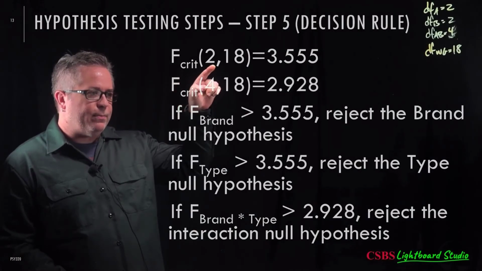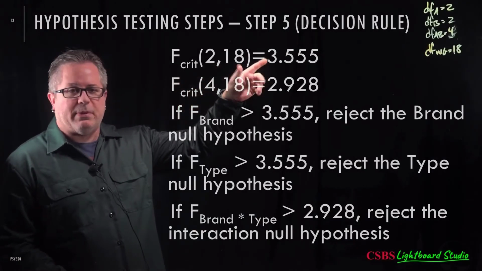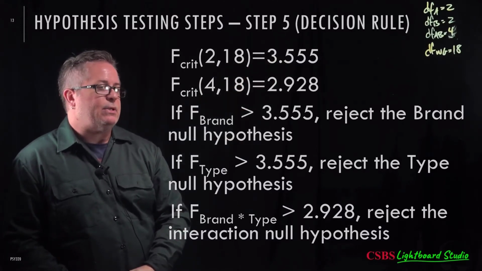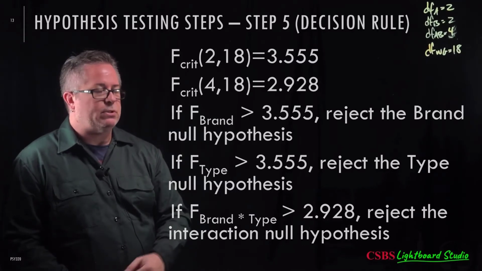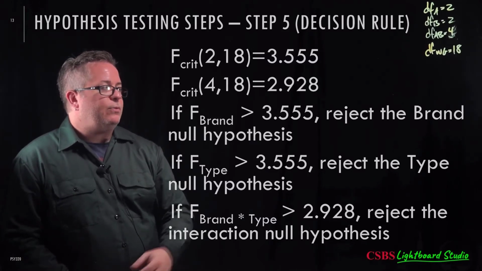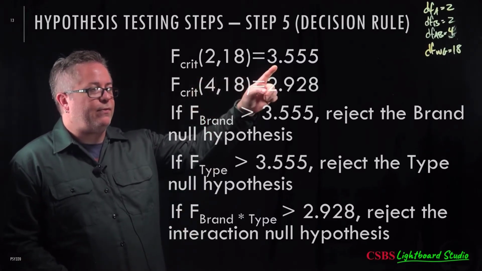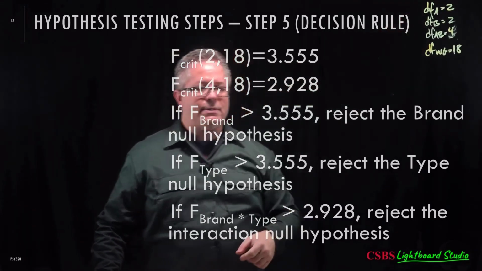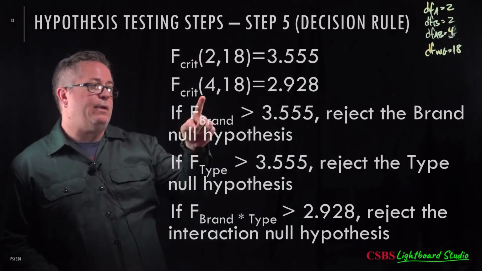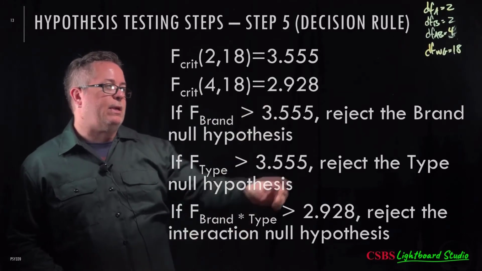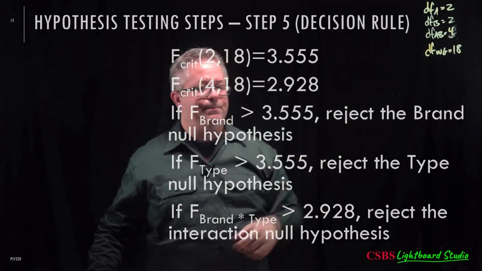So you might notice from a second ago, I looked it up on the table and I realized that I might as well just make them the same. So you now see 3.555 and 2.928 are the values from the table. Just copied them over, changed it so it would match. So that means we have an F critical at 3.555 that applies to both my A and B main effects. And then I have a 4 and 18 degree of freedom critical value at 2.928 that applies to my interaction.